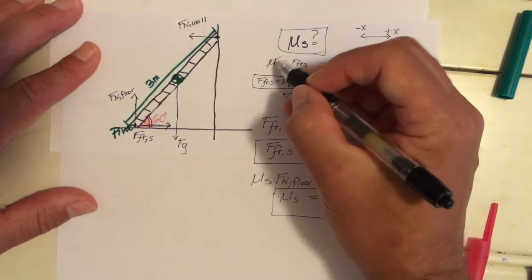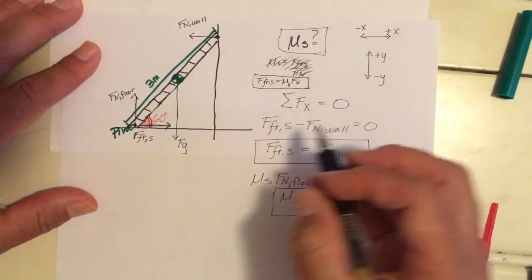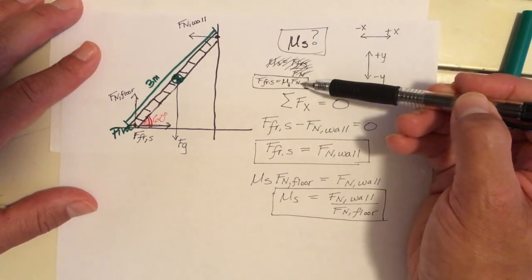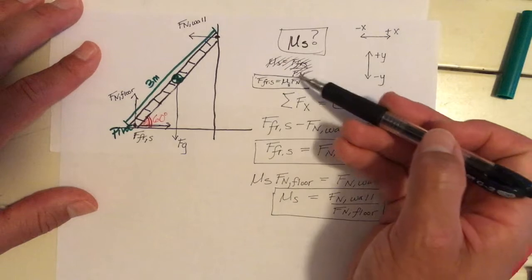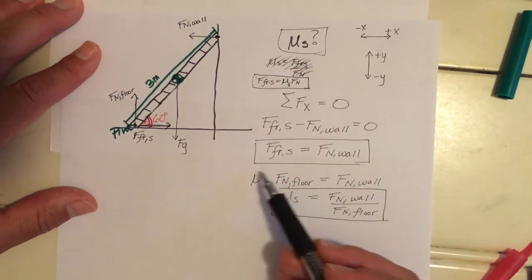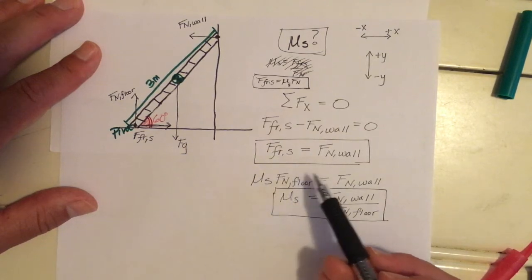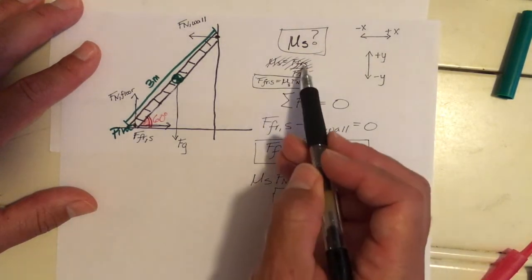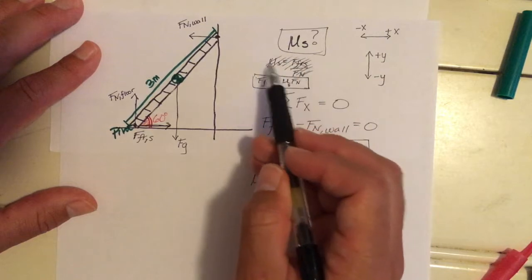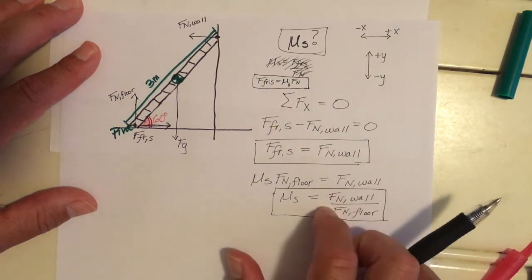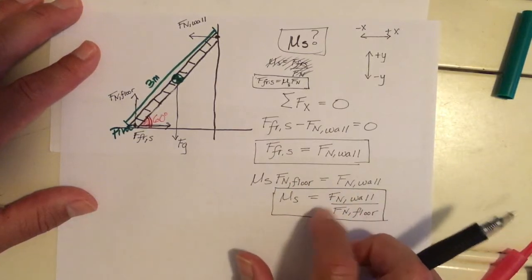It was only confusing because I wrote that. I'm sorry, I shouldn't have written that. That was bad of me. All right, so this relationship was utilized by subbing in mu static times Fn for this, and that got me to mu static times Fn equal to Fn wall, and then rearranging for mu static. This formula is not the same as that one up there. That's all about the floor. This one has the wall and the floor. This is totally different. This is not a generic formula. This is just based on the problem.